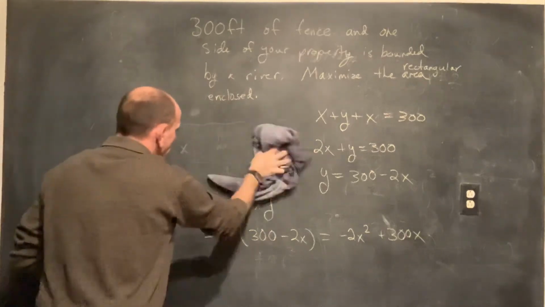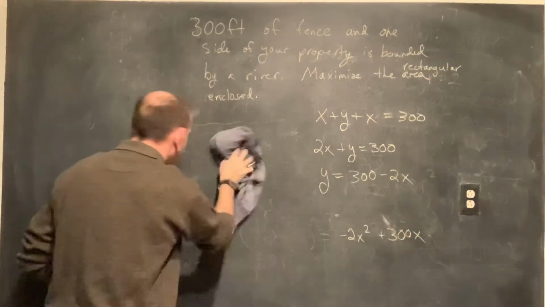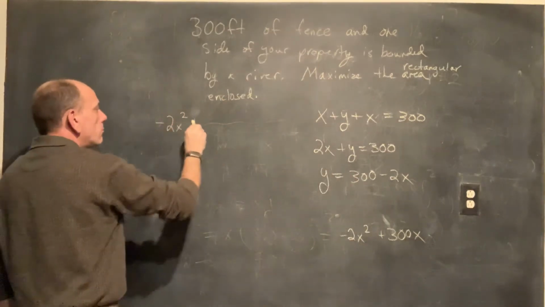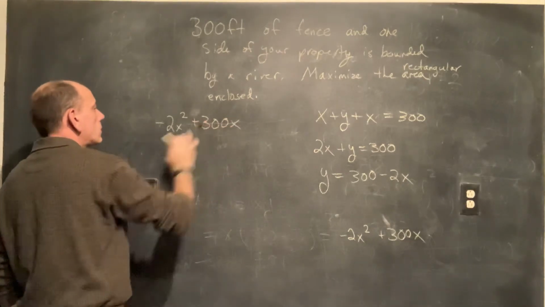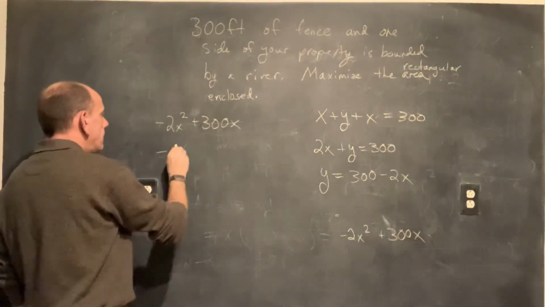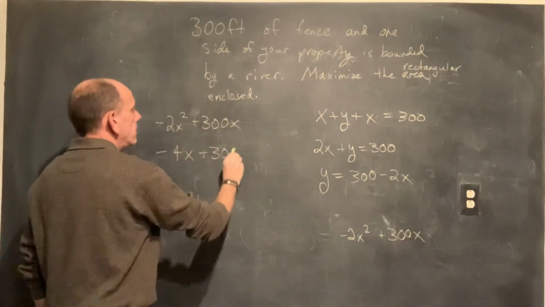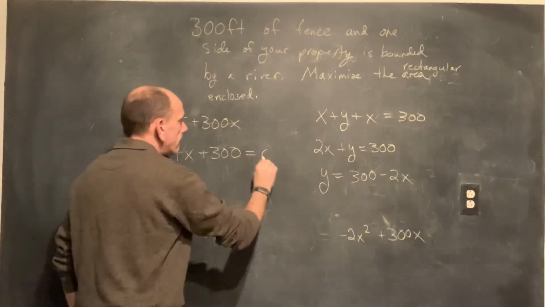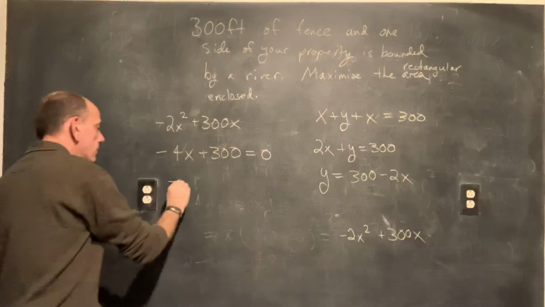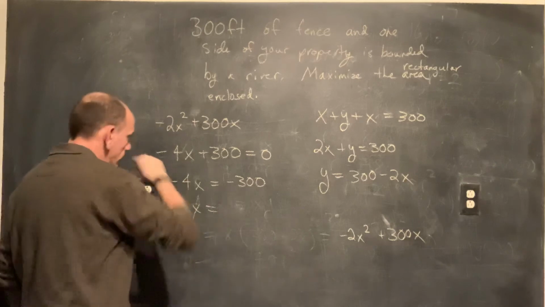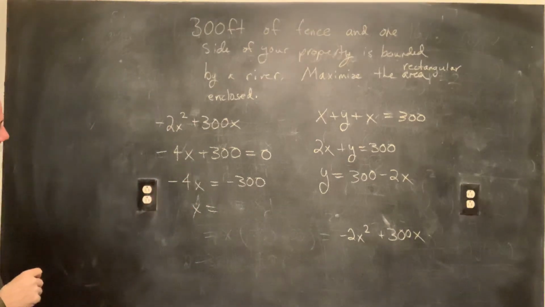All right, so I take my objective function, negative 2x squared plus 300x. I want to take its derivative, negative 4x plus 300, set that derivative equal to 0 and solve it. So negative 4x is equal to negative 300. X is equal to 300 divided by 4.